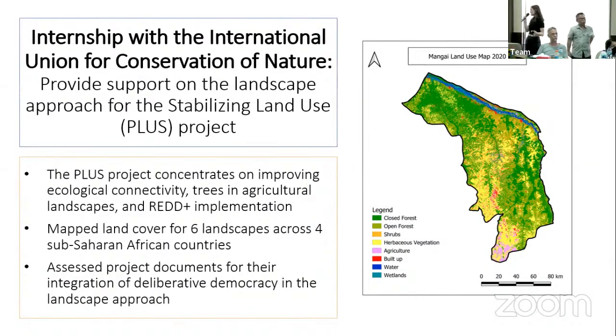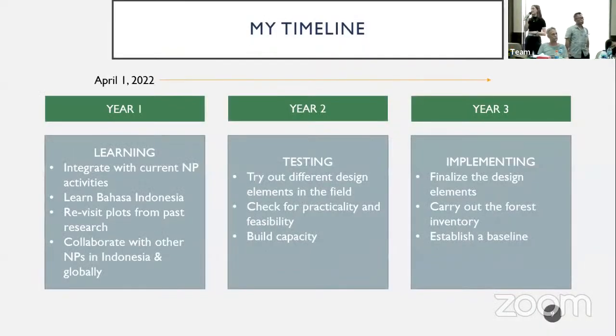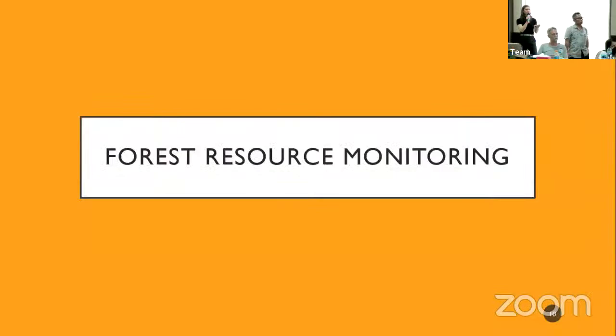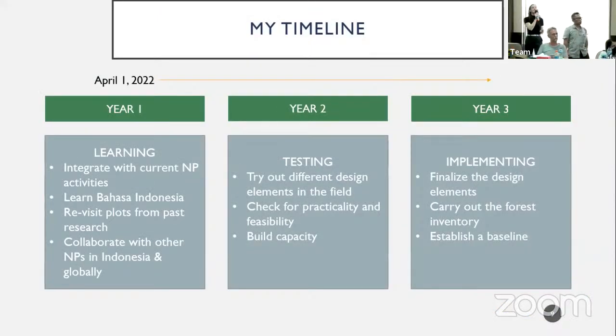Okay, so that's it for my background. And now we're going to jump into my timeline here and what I'm hoping to accomplish over the next 3 years for my PhD. Okay. So as I mentioned, today is the official start date of my PhD. So this is a fantastic way to start. And I've divided my 3 years into how I want to progress with my PhD. I've entitled year 1, which starts now, as learning, year 2 as testing, and year 3 as implementing.